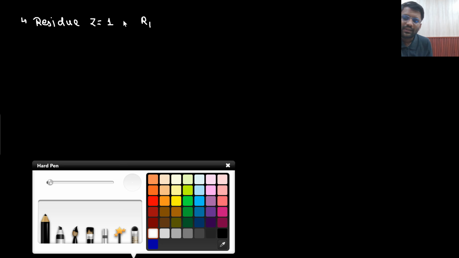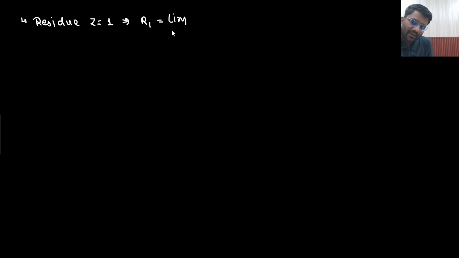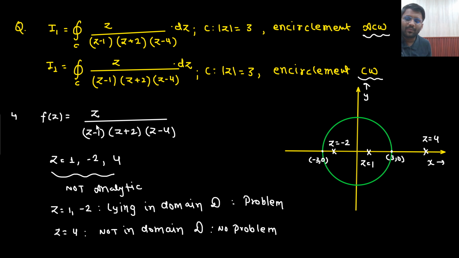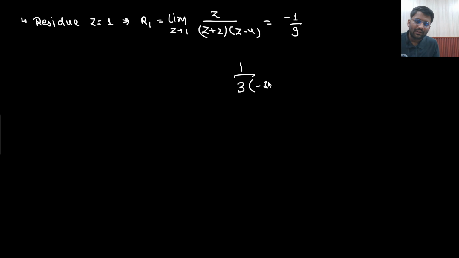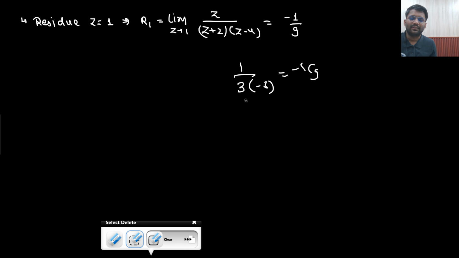So residue at z equals to 1. Can you find it out? Yes, sir. Both are simple poles only. Residue at z equals to 1, R1 I can find out. That would be, sir, limit z tending to 1. Whoever is creating the problem, remove that. Z minus 1 is creating the problem, remove that. Z upon z plus 2 into z minus 4. Just simply put 1 here. So 1 by 3 into minus 3. This is what you are getting, right? So what is the answer? Minus 1 by 9 is the answer that you are getting.